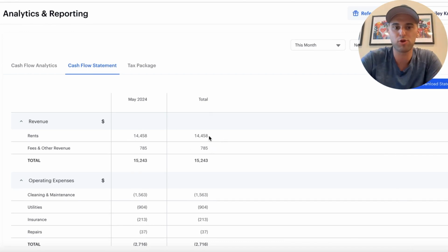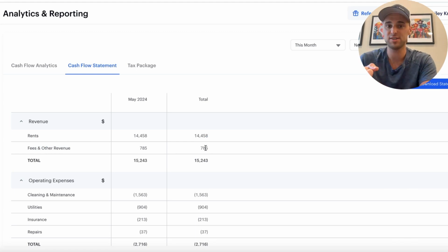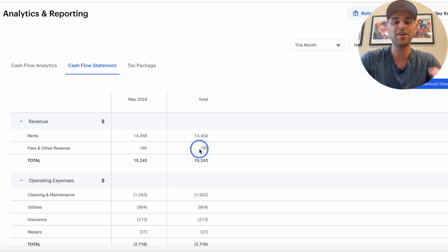So as you can see, the rent total is $14,458, and I collected an additional $785 in fees and other revenue. So what this number is coming from are pet fees that I charge my tenants, and then also cleaning fees. Now, and again, transparency here. Important thing to note is out of the $785, about $500 to $600 of it are true fees, which are gonna be profit to me because they're pet fees, and the tenant doesn't get them back.